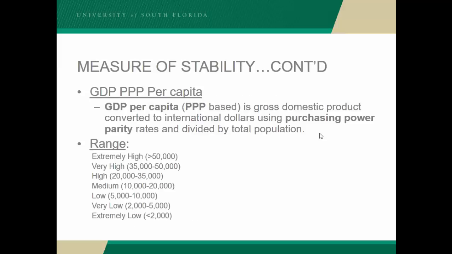We also measure the GDP PPP per capita, that is the gross domestic product converted into international dollars using purchasing power parity rates and divided by the total population. The range of the GDP PPP per capita is from extremely high, which is over 50,000, to very high, high, medium, low, very low, and extremely low, which is less than 2,000.